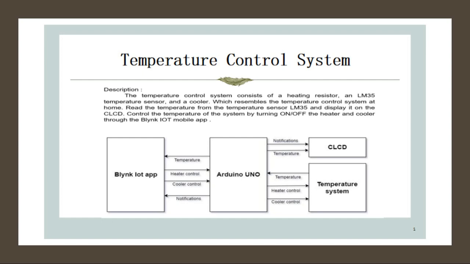Now, as we can see in the diagram given below, first the Arduino uses the temperature system, which is a collection of the sensor and the output devices, to take in temperature readings and give out the heater control and cooler control. The CLCD is actually an interface which will help the user to see what the temperature is at home physically. And after that, Blynk IoT is also interfaced with Arduino Uno to help control the temperature and also to help receive notifications. All this works as a symbiotic relationship between the temperature sensor, Arduino, CLCD, and the Blynk IoT app.